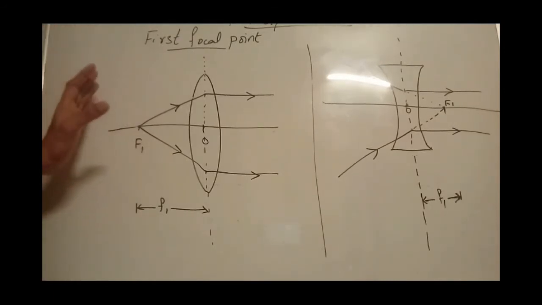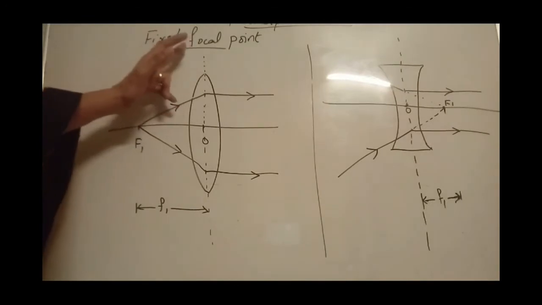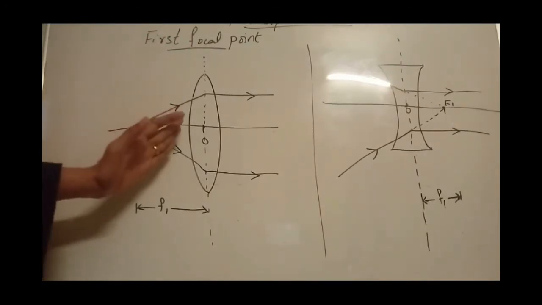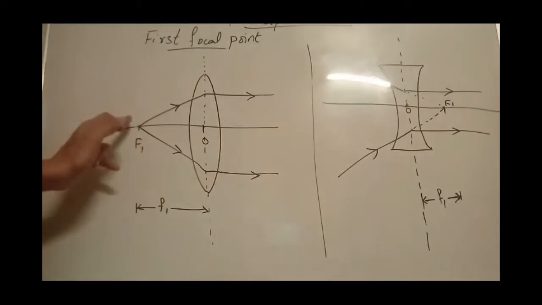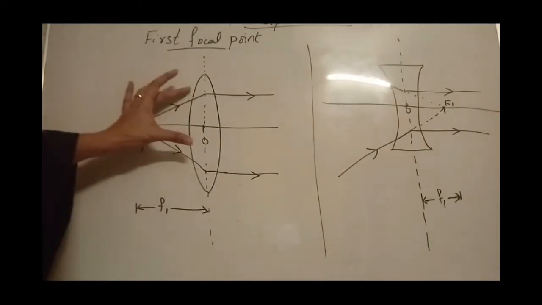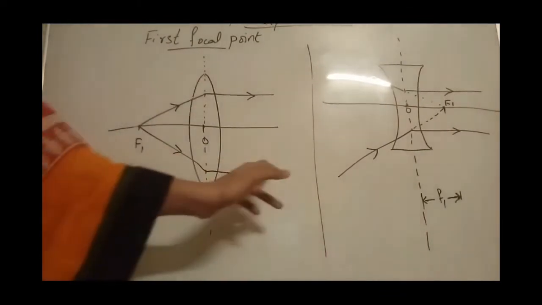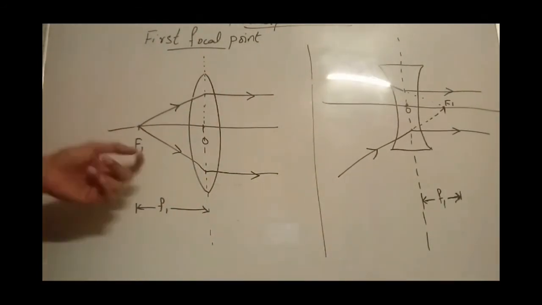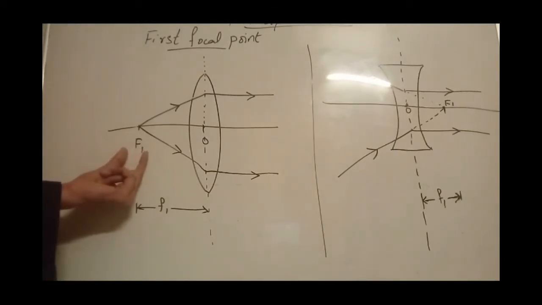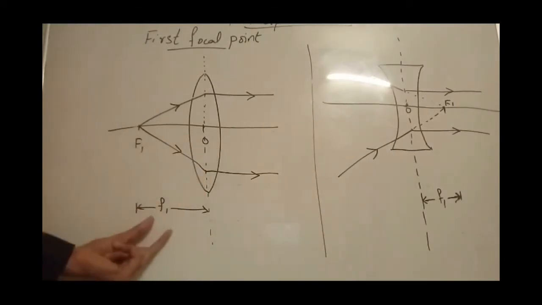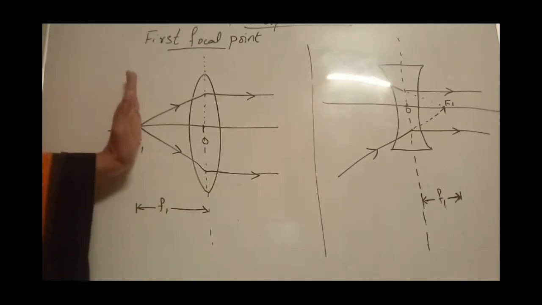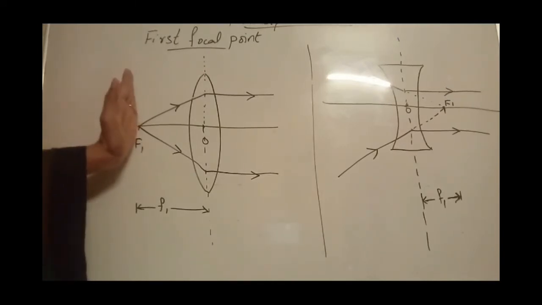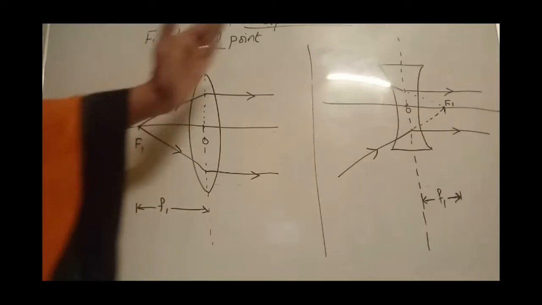I'll define it once more. The first focal point of a convex lens is the point on the principal axis, the ray from which after refraction will go parallel to the principal axis. The distance between the first focal point and the optic center is known as the first focal length, and the plane passing through the first focal point is known as the first focal plane.